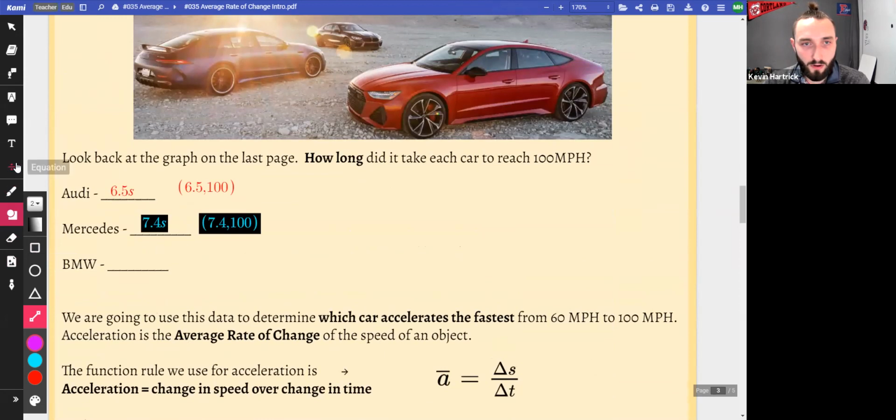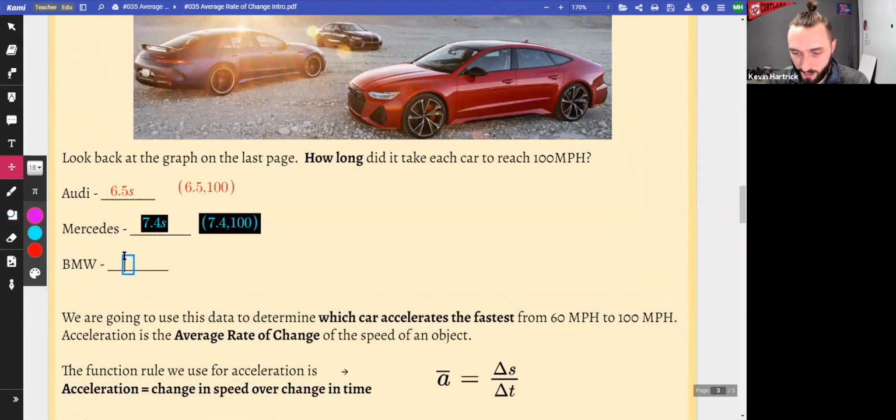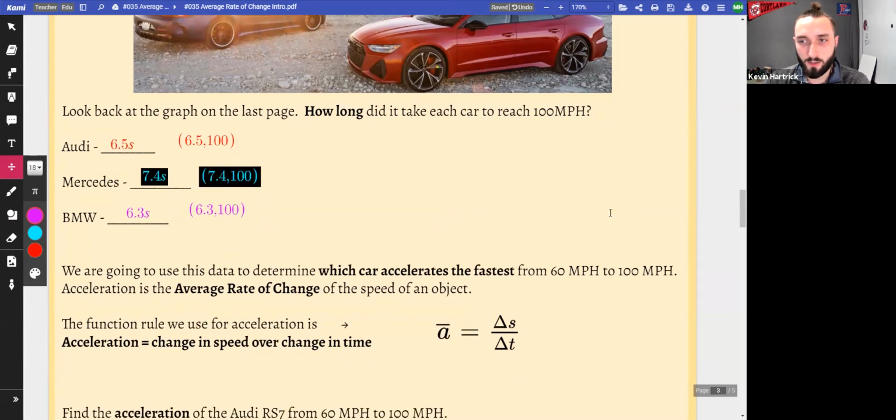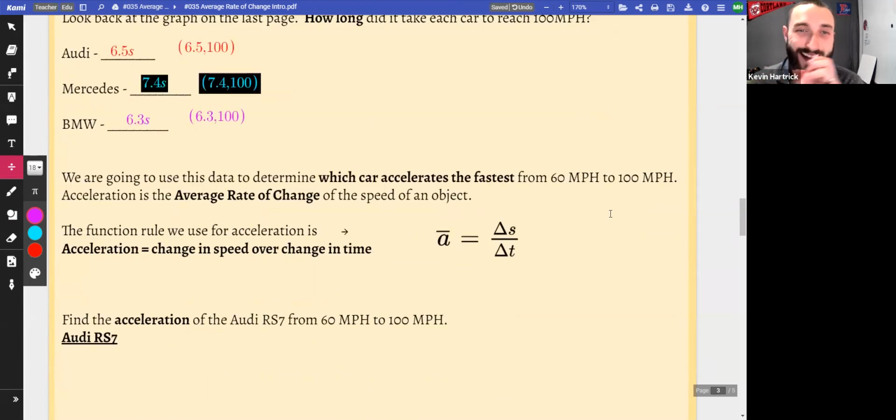All right, so BMW was 6.3 seconds, and that gives us a coordinate of 6.3 comma 100. Okay, and we could have labeled it on the graph too if we had some time, but we're going to move on because I don't want to waste too much time doing graph stuff. So let's start diving into this.